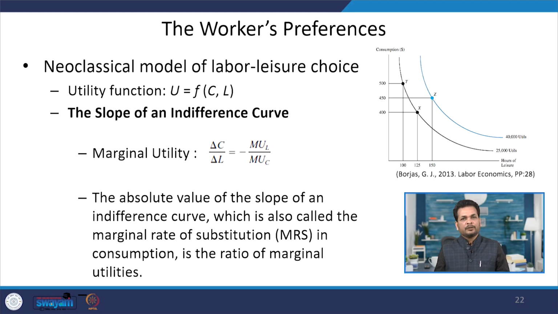So, let us try to understand what will be the slope of this indifference curve. Before that, let us try to understand the concept of marginal utility. What happens to a person's utility as she allocates one more hour to leisure or buys an additional dollar of goods and services? Here, the marginal utility of leisure is defined as the change in utility resulting from an additional hour devoted to leisure activities, holding constant the amount of goods consumed. We denote the marginal utility of leisure as MU subscript L.